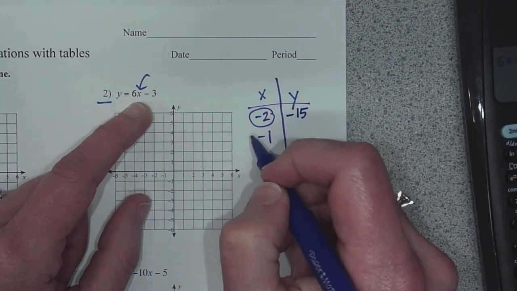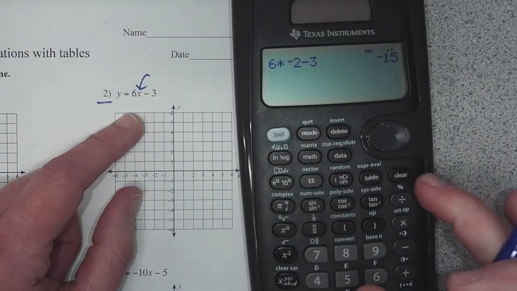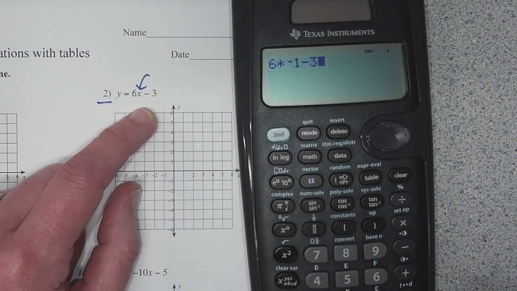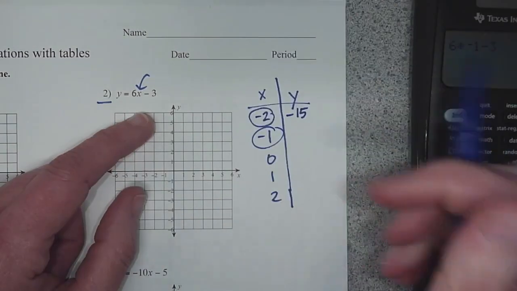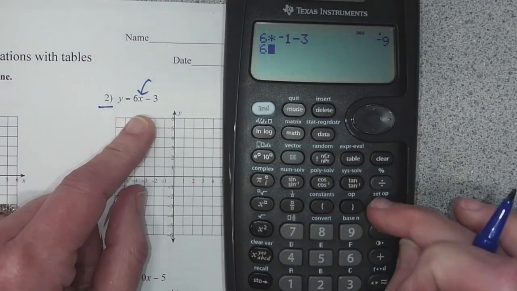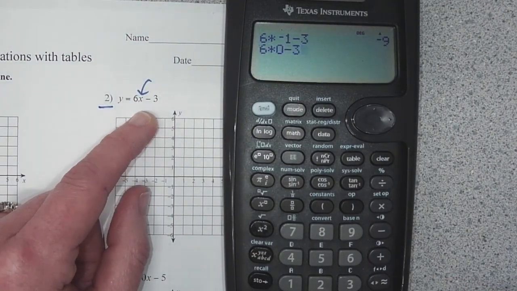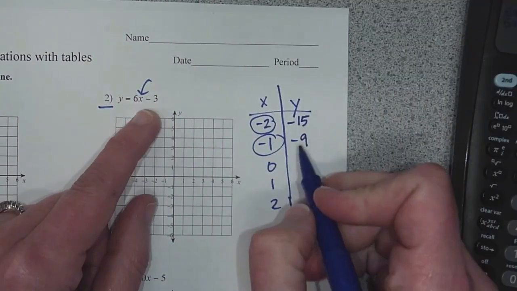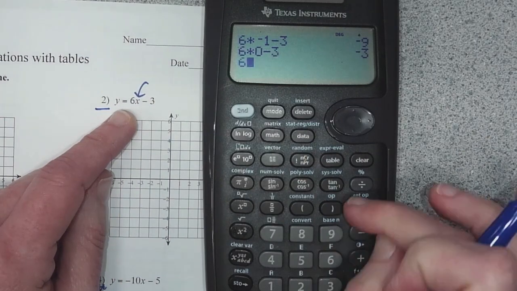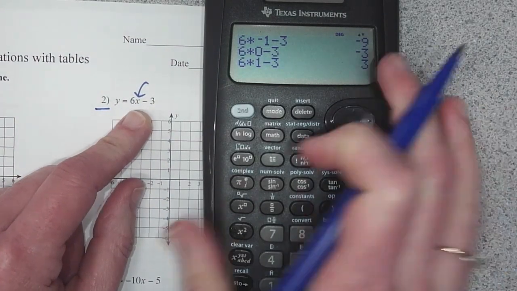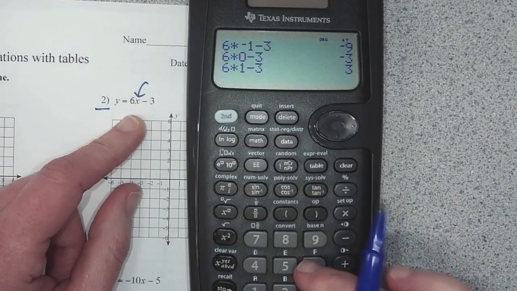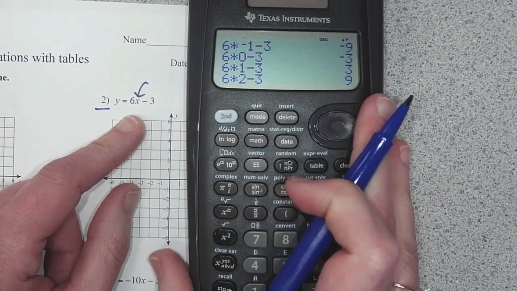And now we're going to repeat the whole process, but for -1. So let's go 6 times -1 minus 3. This time I get -9. That's my y value. Okay, we're going to go with 0 this time. 6 times 0 minus 3 equals -3. That's going to go right here. Next up is 1 for x. So 6 times 1 minus 3 gives me 3. And now finally we're going to plug 2 in for x. 6 times 2 minus 3 equals 9.